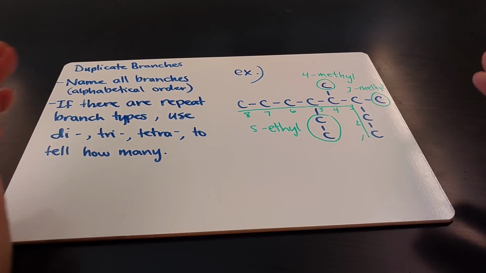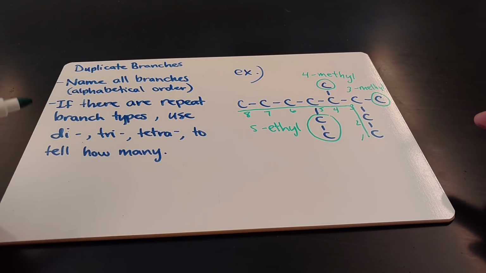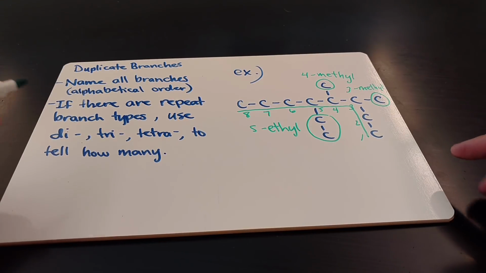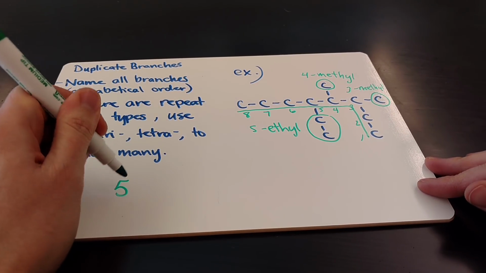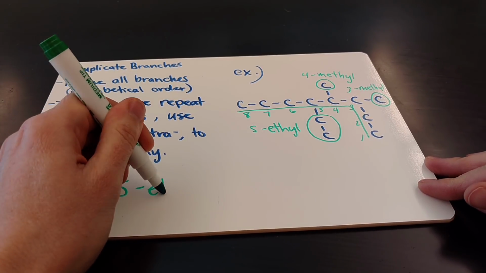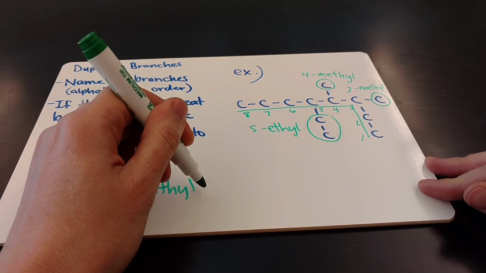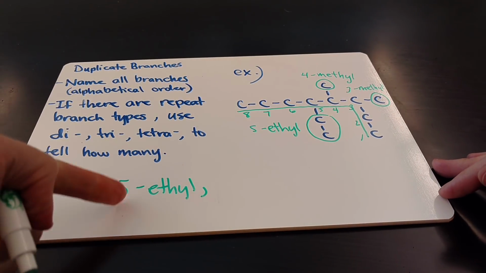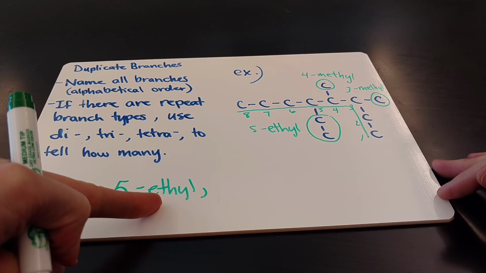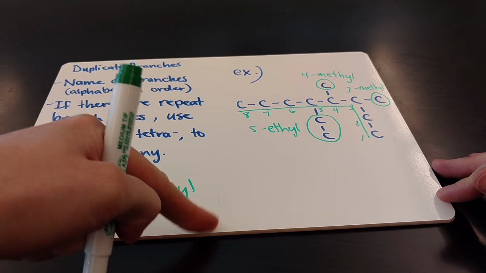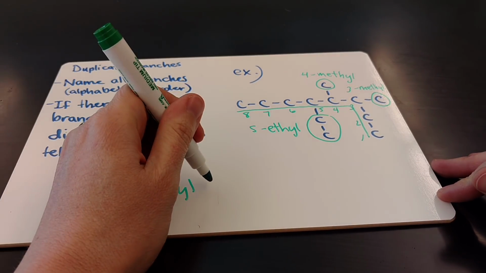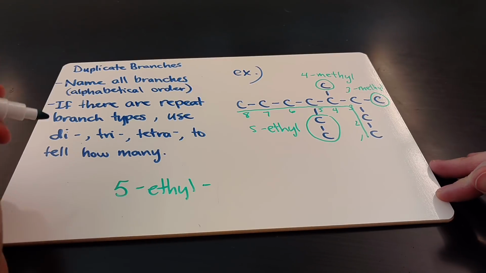Well, alphabetical order is our first priority. So 5-ethyl is going to come first, and it's the only ethyl, so we're going to start with that. 5-ethyl. By the way, we put dashes between numbers and letters. We put commas between numbers and numbers, so I was a little bit early on my comma there.